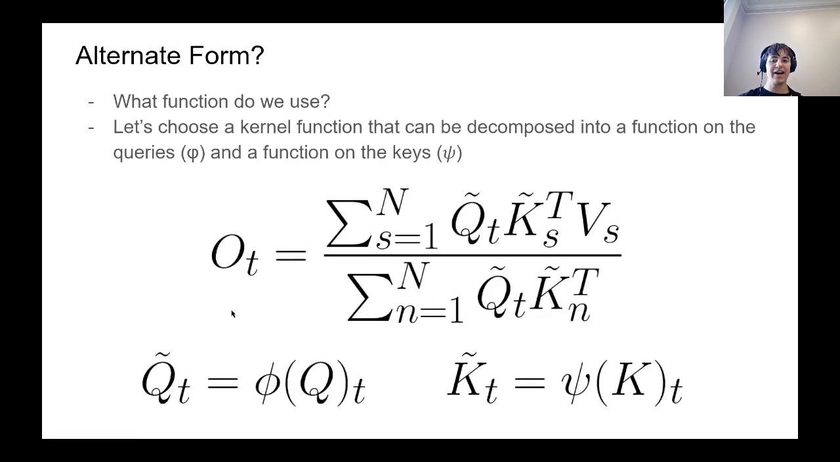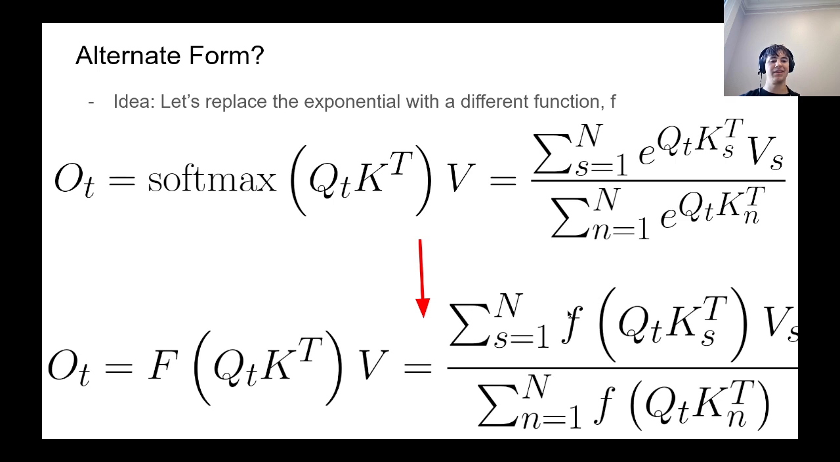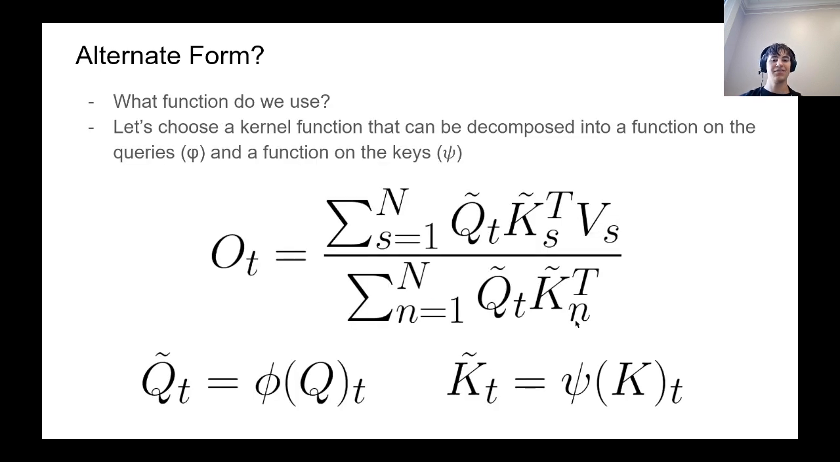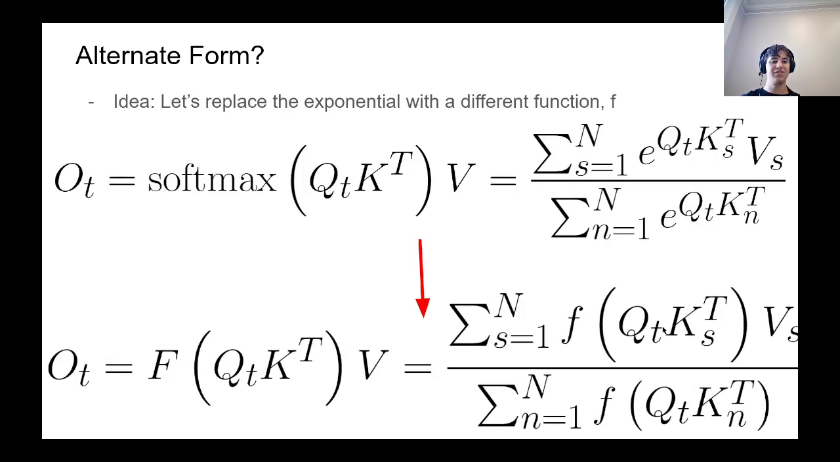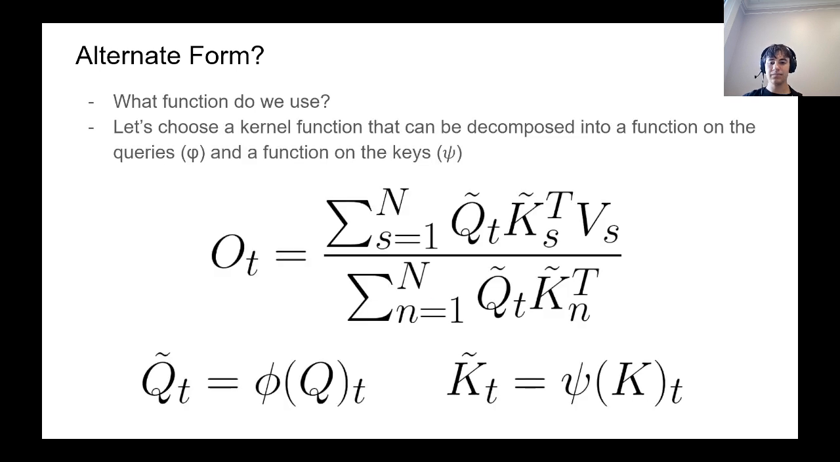Now, imagine we have little f here. Let's use a different function other than the exponential. Don't worry about how expressive it is. Just go with me for now. Let's say we use a function that can be decomposed. So we have f of q_t and k_s transpose. Imagine if f can be decomposed into two functions, one on q and one on k. So f is now a function, f is equal to phi of q and psi of k.